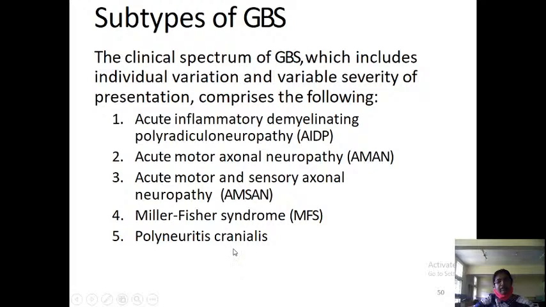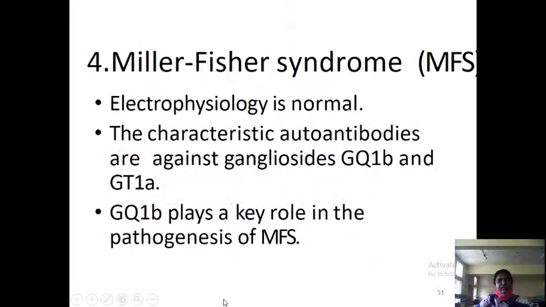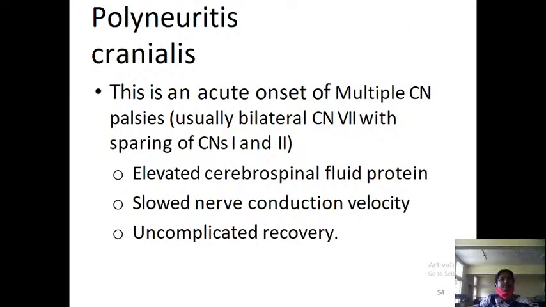There is one variety of GBS which is associated with cranial nerve palsy, known as polio cranialis. In Miller-Fisher syndrome, the oculomotor, trochlear and abducens nerves are affected, and there is a triad of ophthalmoplegia, ataxia and areflexia. When you do the antibodies, there are classical autoantibodies against the gangliosides, which are concentrated mainly in the nodes of Ranvier. They are GQ1b and GT1a. So GQ1b is specific for Miller-Fisher syndrome. Then the variety known as polio cranialis is a bilateral 7th cranial nerve palsy with sparing of the first and the second.